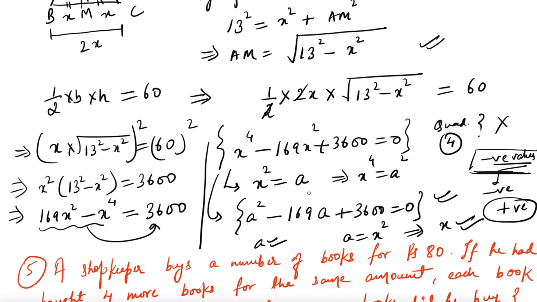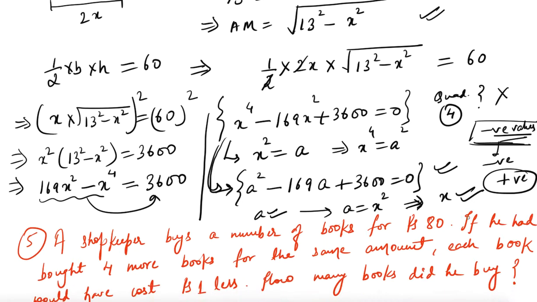Okay, so you understood this approach. We took x square as a, so x to the power 4 becomes a square. So I changed this biquadratic to a quadratic equation. Okay, so this becomes a square minus 169a plus 3600 is equal to 0. From here I can find a. Once you know a, you know that a is equal to x square. So from here you can find x, and hence you can solve the question.